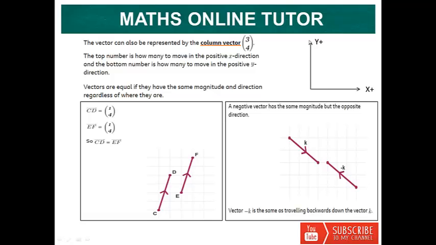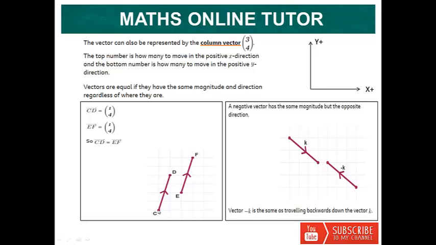Vectors are equal if they have the same magnitude and direction regardless of where they are. For example, the figure on the left shows two vectors, the CD vector and EF vector. By definition, what is meant by a vector is that we can move from point C to D following another path. It could be by moving from point C to here in the positive x direction and then moving towards point D in the positive y direction. This is the same as moving on a straight line from point C to D.